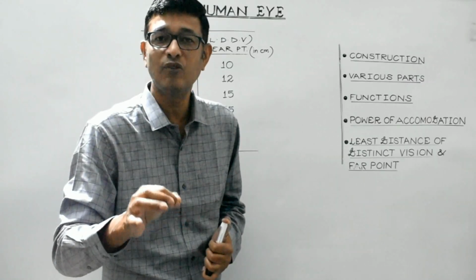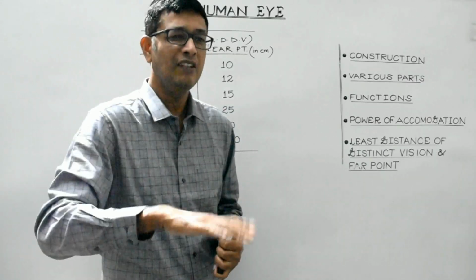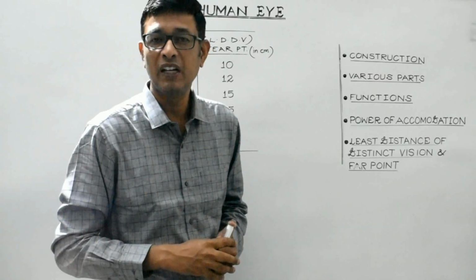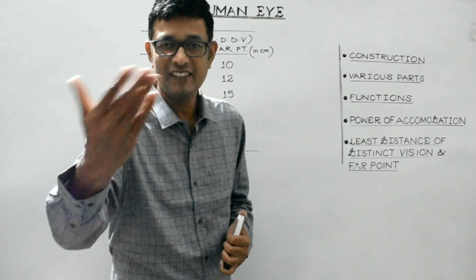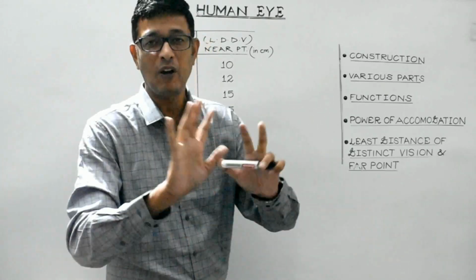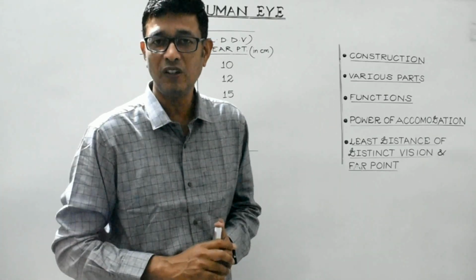The image on the retina would be blurred, and those are the defects of the human eye which are known as myopia and hypermetropia, which we will be discussing in the next lecture, right? So I hope the power of accommodation is clear to you all.